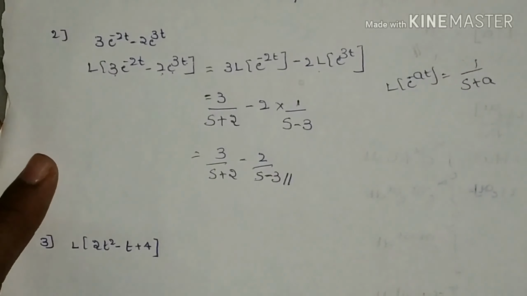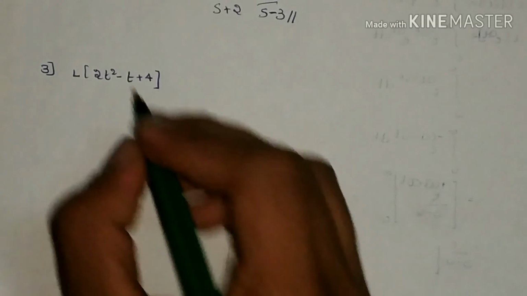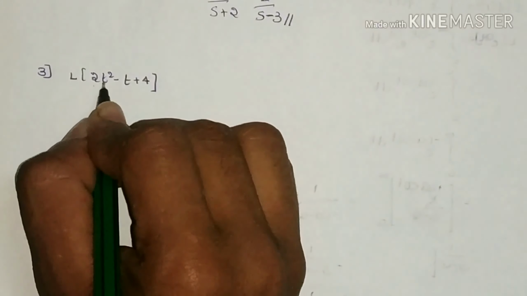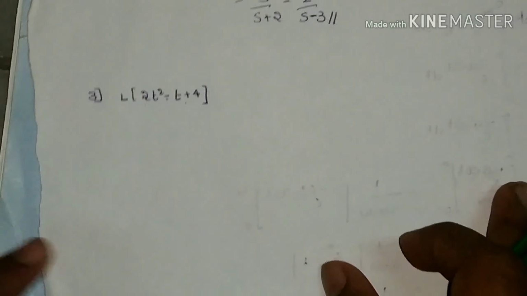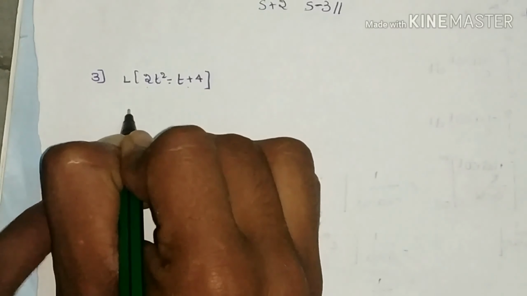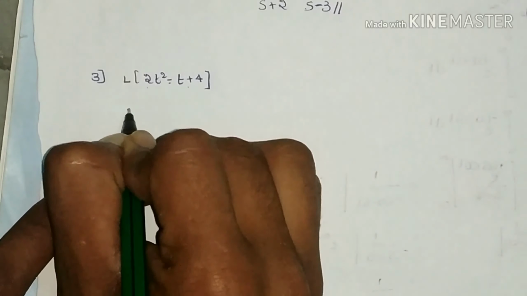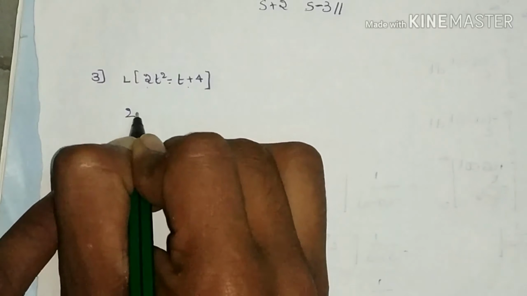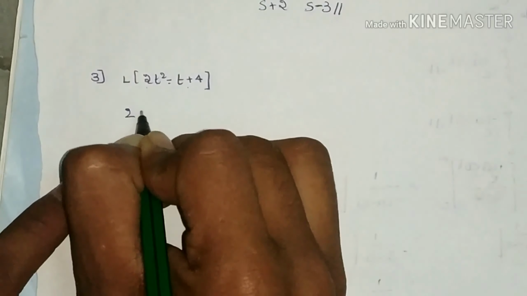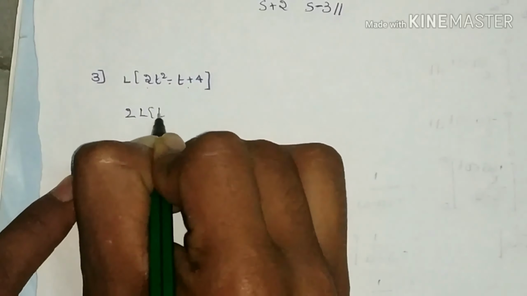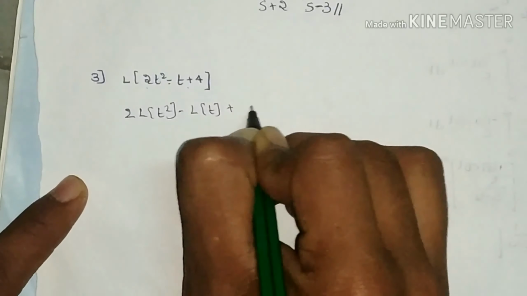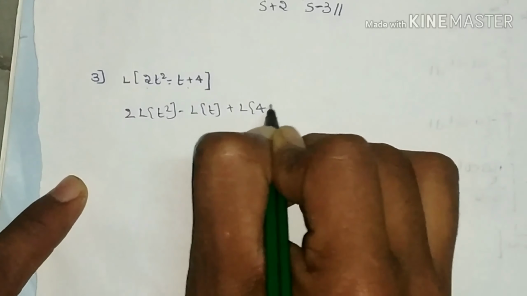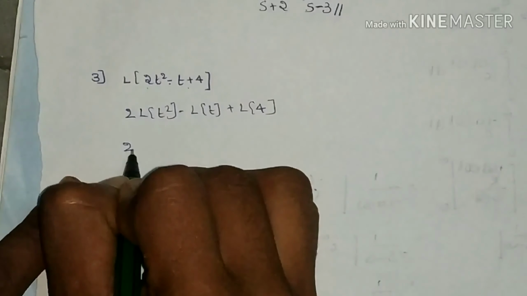That is the final answer of this question. Next one, Laplace transform of 2 into (t square minus t plus 4). Take each term, take the Laplace. Here 2 is a constant, therefore I will take 2 common outside from the Laplace, and the Laplace of t square minus Laplace of t plus Laplace of 4. Okay, 2 as it is.